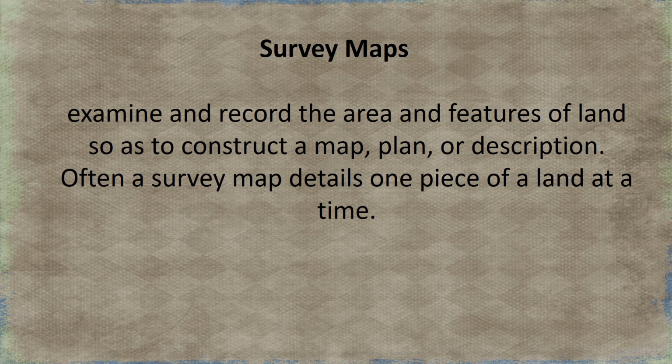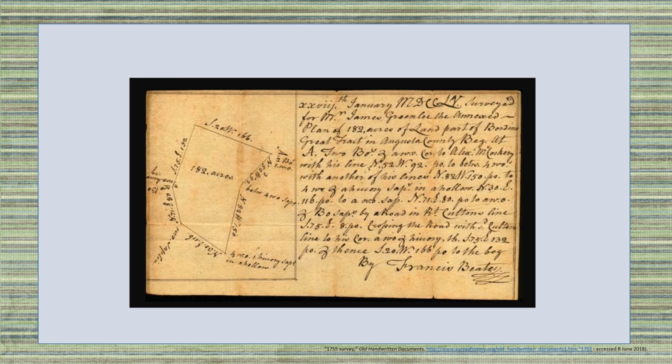Survey maps examine and record the area and features of land so as to construct a map, plan, or description. Often a survey map details one piece of land at a time. Surveys were often included on deeds in the eastern United States where metes and bounds survey systems were used. These can be especially helpful if they list the neighboring property owners.